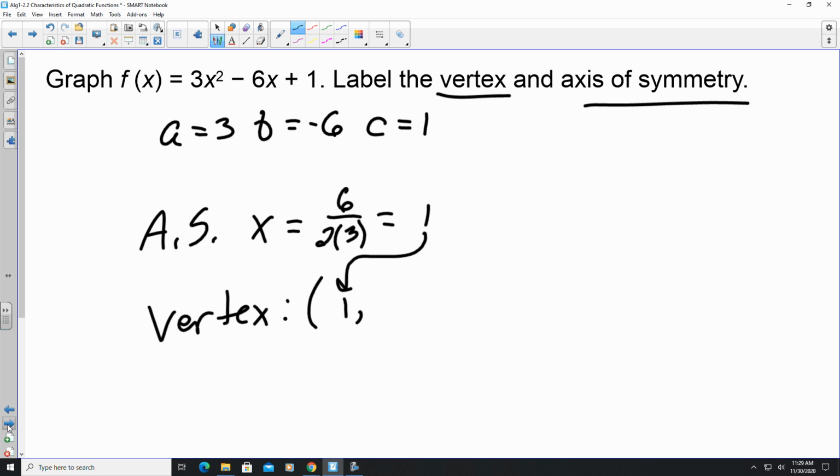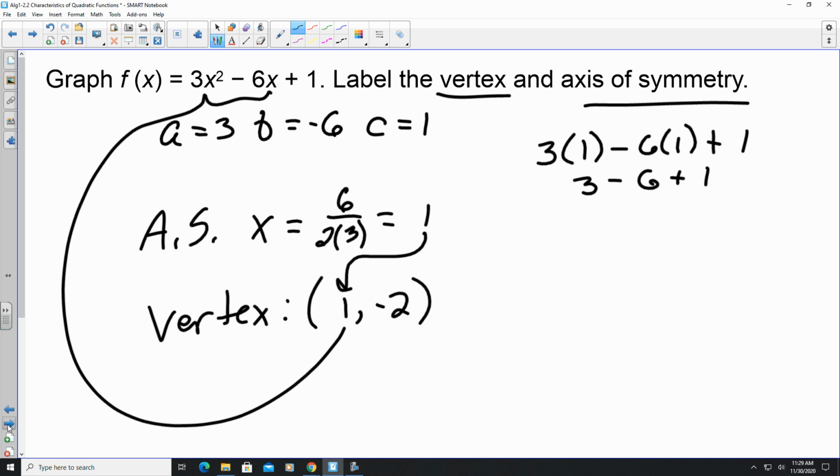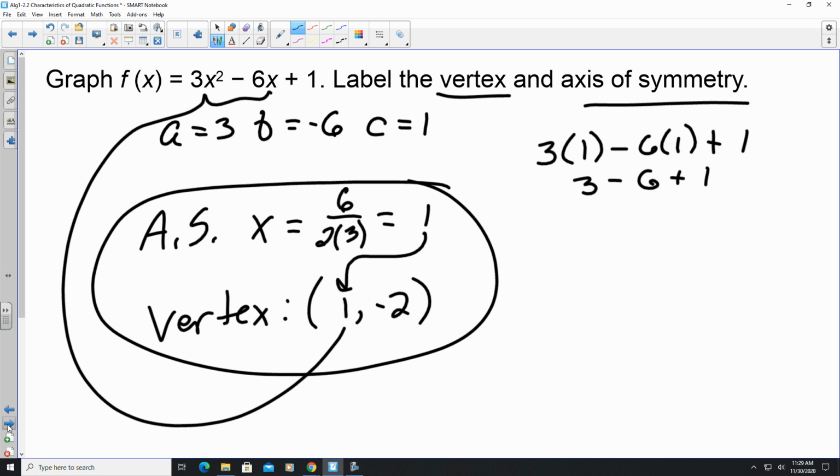How do we find the y coordinate? Well, we're going to take this and place it into every value of x and then solve to get my y coordinate. So to get my y coordinate, I'm going to say that this is going to be 3 times 1 squared, which is 1, minus 6 times 1 plus 1, all right? So multiplication comes first. 3 times 1 is 3, minus 6 times 1 is 6, plus 1. So 3 minus 6 is -3. -3 plus 1 is -2. So 1 comma -2 is my vertex, and x equals 1 is my axis of symmetry.